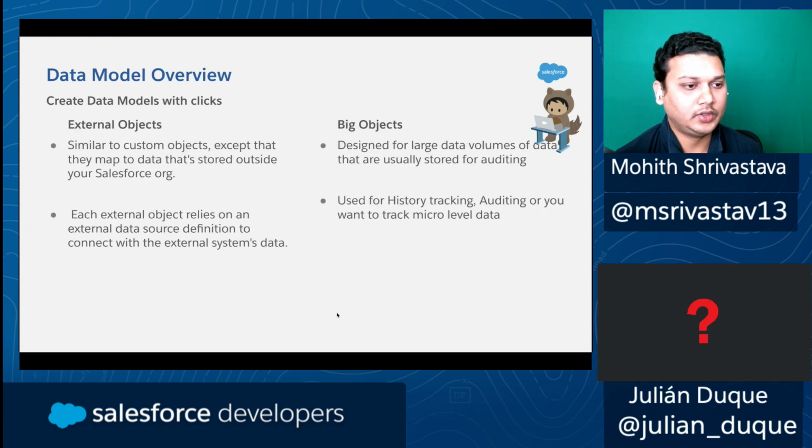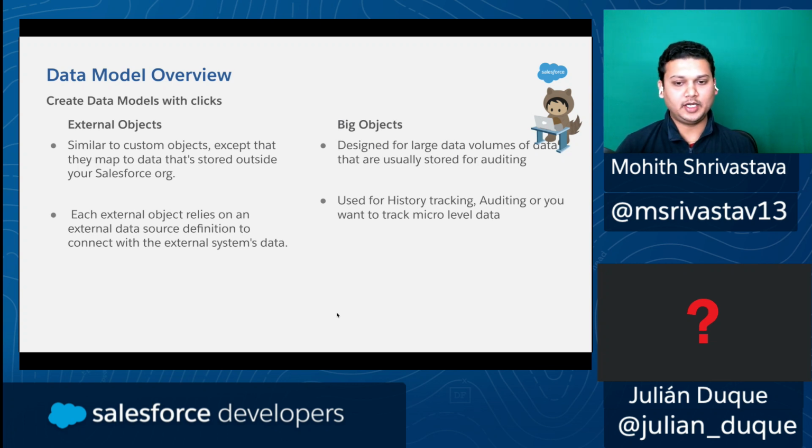Now, we'll also look at external objects and big objects. Salesforce has this concept of external objects, which is very similar to a custom object, except that the data is stored outside Salesforce, and can be visualized with the same list views and the same record layouts in Salesforce. This is so useful, specifically with something like Heroku Connect, which can expose an external object, and Salesforce can consume it.